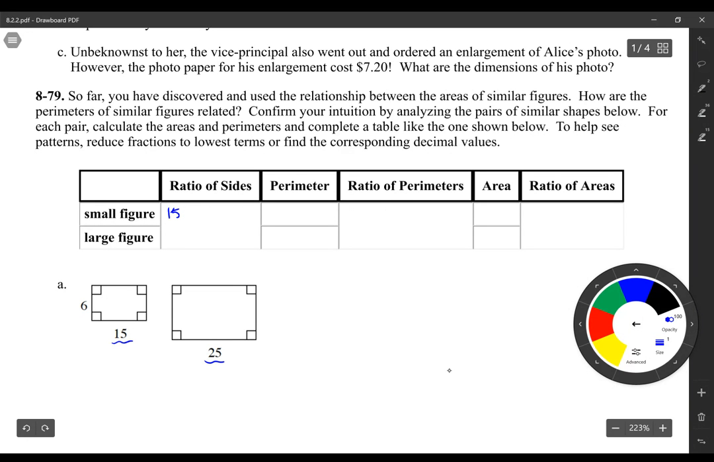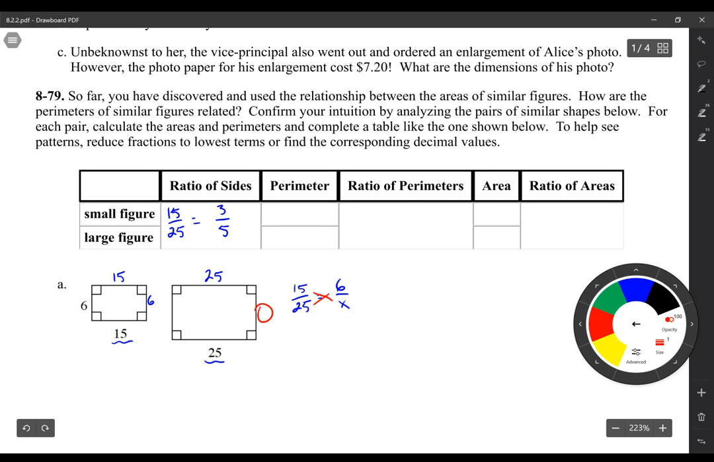This ratio is 15 over 25. That actually simplifies down to 3/5. So the scale factor, or the ratio of the sides, is 3/5. So this shape right here is 3/5 the size of the larger rectangle. What that means for the perimeter, since we know these are rectangles, this is 6, this is 15, this is 25, and then we know that 25 and 25. If 3/5, that means 15 over 25 equals 6 over x.